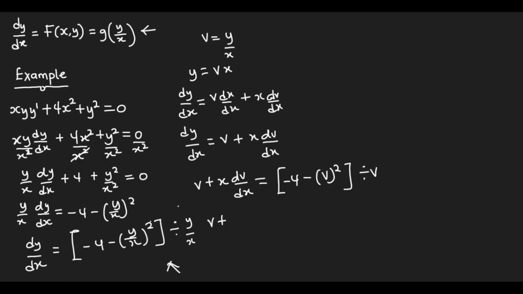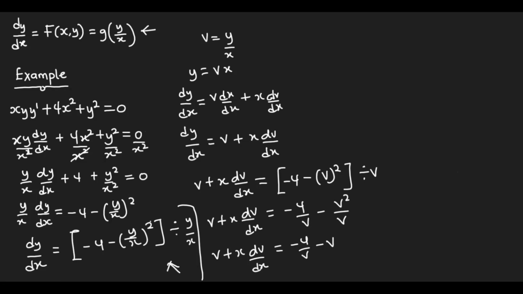So we need to have v plus x dv/dx equal to minus 4 over v, minus v squared over v, because I'm dividing through by this v here. So you're going to have v plus x dv/dx equal to minus 4 over v minus v. Okay, so let's see what you can do next. I will take this v here to the right hand side, so you're going to have x dv/dx equal to minus 4 over v minus 2v.